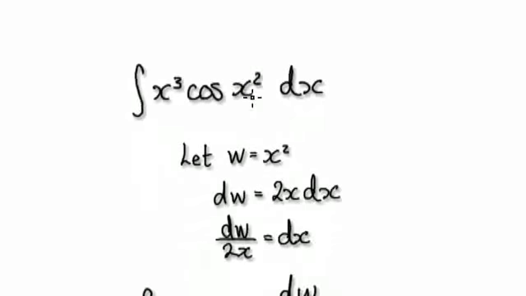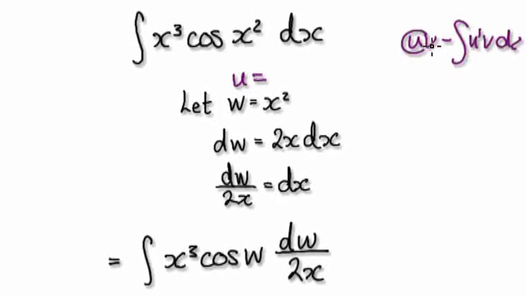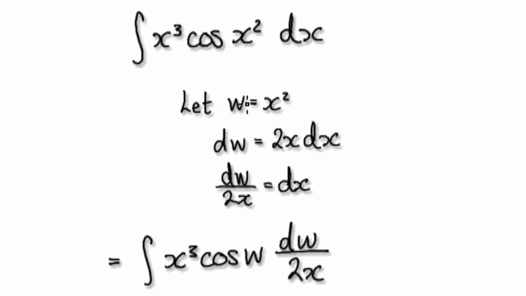So to integrate this, let this be w, because we don't want to use u, because later on we're going to use integration by parts, and then we don't want our u to clash with this u here. So let's give it a new name. Let's just give it another random name, w. So let w equals this thing here.